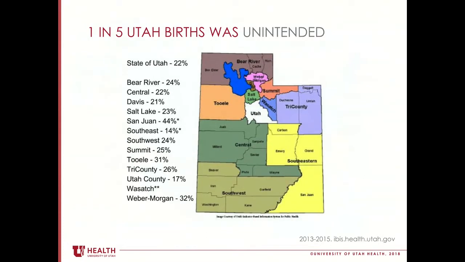And in Summit, 25%. In Tooele, we see 31% of births are unintended. The Tri-County is 26%. Utah County is 17%. Wasatch, the numbers are too small, so we can't report a number. And in Weber-Morgan, 32% of births are reported as unintended. I know we have people from all over the state, so I'm hoping you can see that there are some very drastic differences from county to county or local health district to local health district.